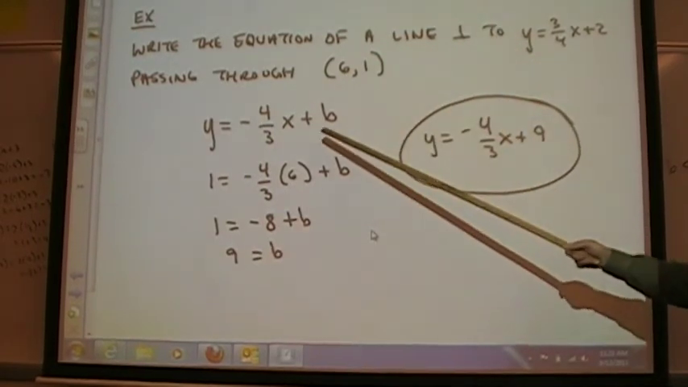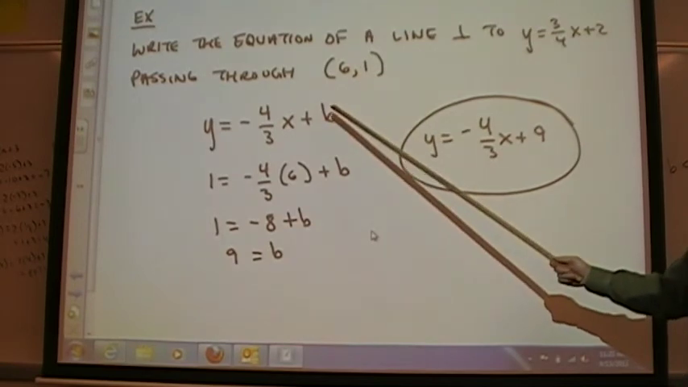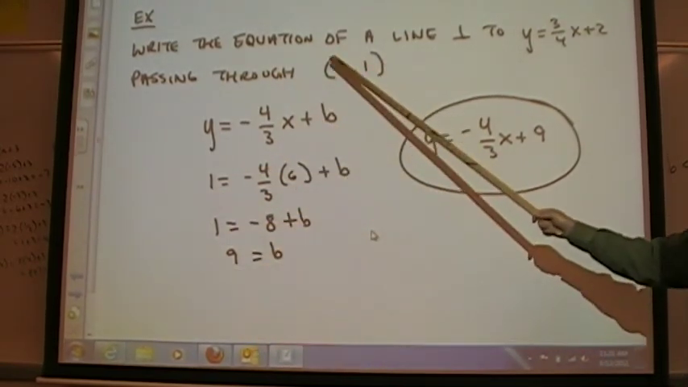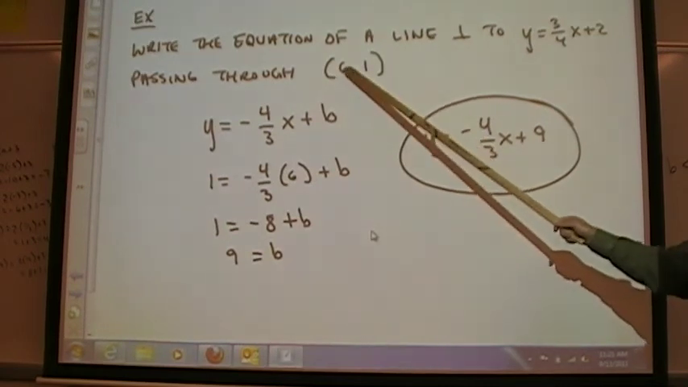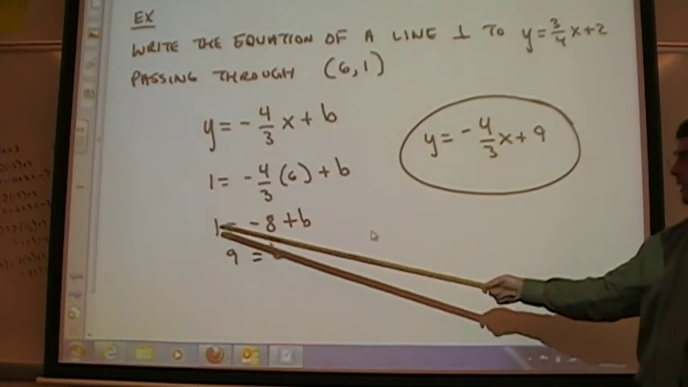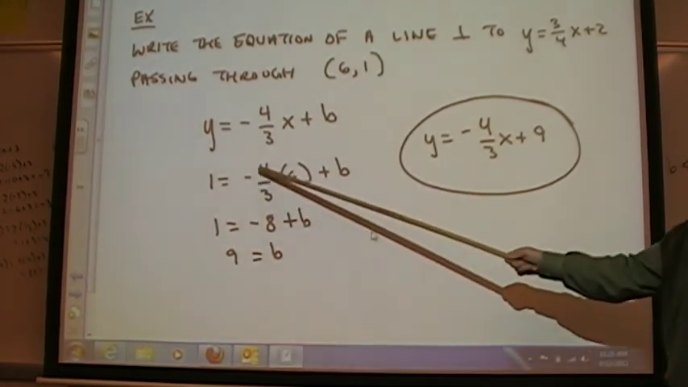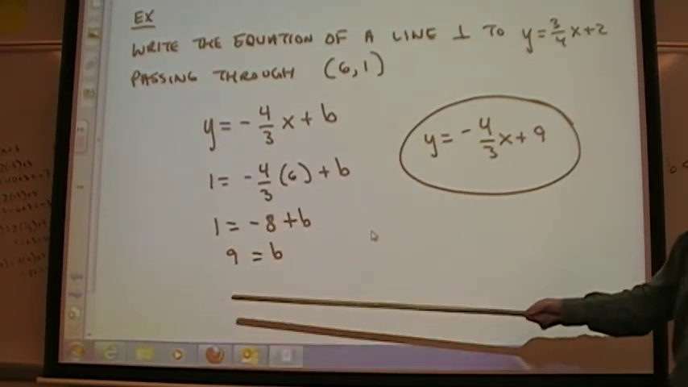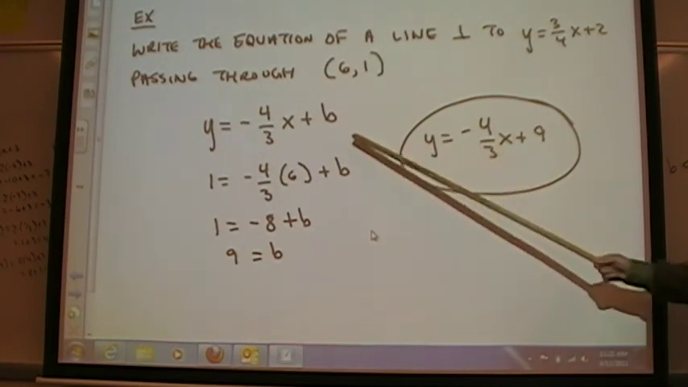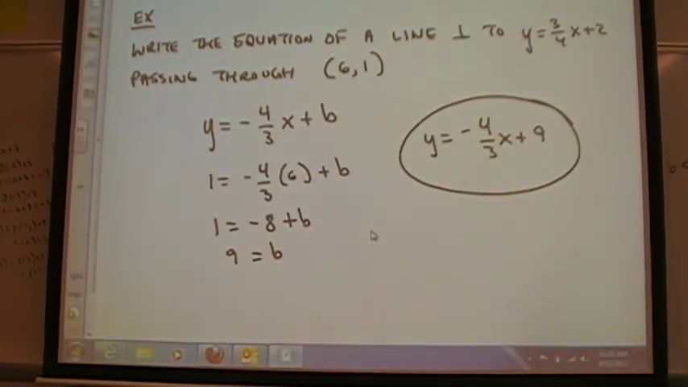They're perpendicular, so you take the negative reciprocal, and then you find b the same way we've done in the previous examples. Use the point they give you that it's passing through, plug 6 in for x, 1 in for y, you should get 1 equals -8 plus b, because you get -24/3, which is -8, so b should be 9. So all you do is plug that back in right here. Your final answer is y equals -4/3 x plus 9.